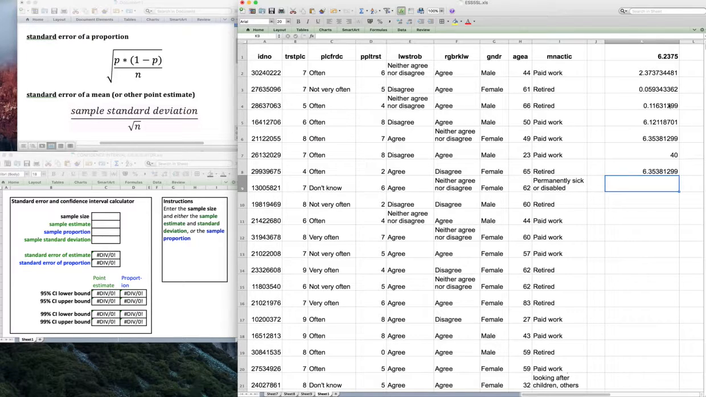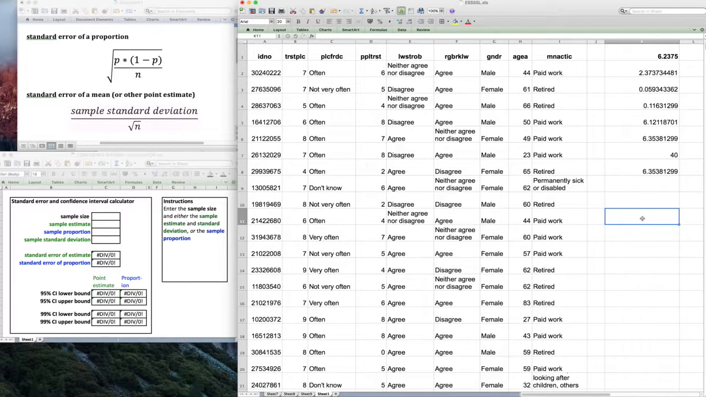That's how to calculate the 95% confidence interval for a point estimate, or the mean of a continuous variable. Let's look at how to do it for a proportion. The only extra complication in calculating a proportion is we need to find out what the proportion is. We need to get Excel to calculate that for us.